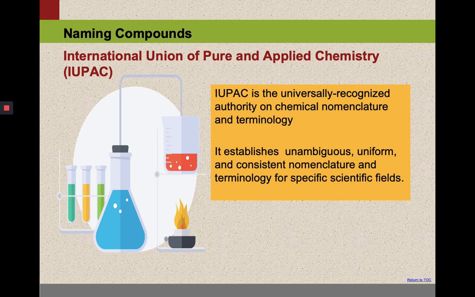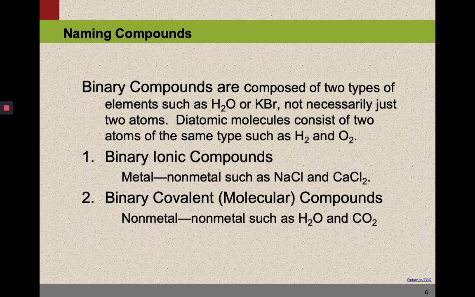And it doesn't end there. The IUPAC is also responsible for the conventions, okay, or the methods of drawing chemical formulas or of assigning chemical formulas and charges. All right, so let's start. So we were talking about binary compounds. So when you say binary, that means two. So they are composed of two types of elements, such as H2O, okay, so hydrogen and oxygen, or KBr, that's potassium and bromine, okay, not necessarily just two atoms, say two types of elements.